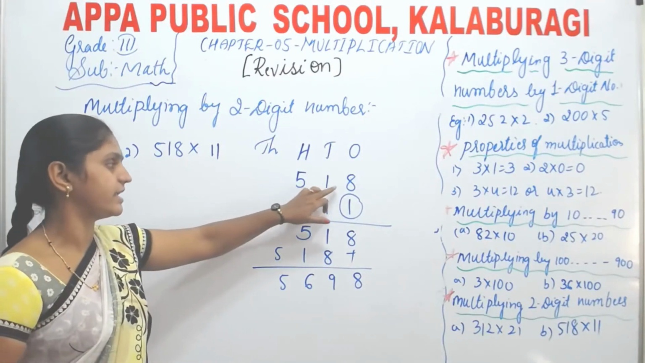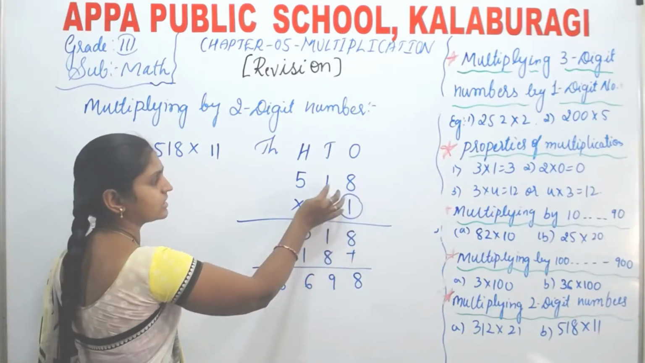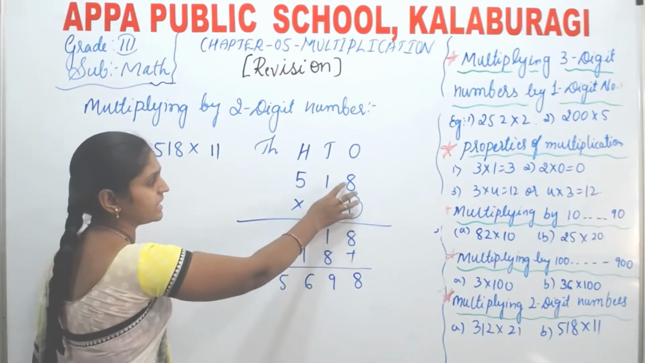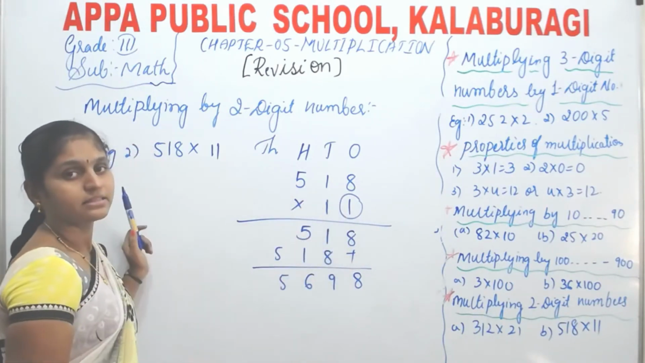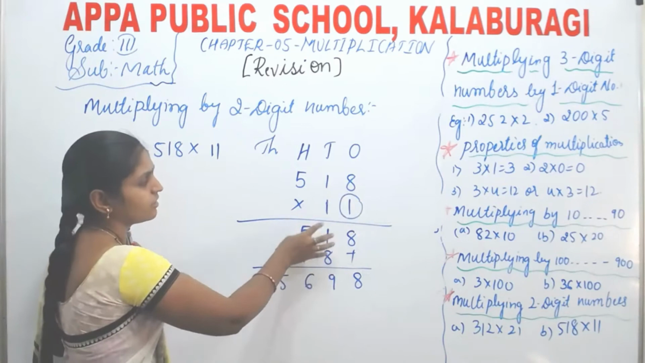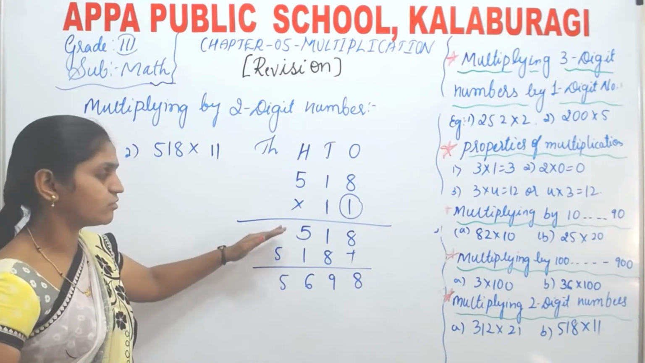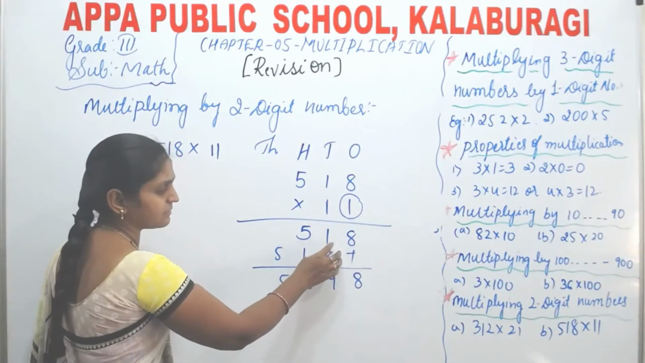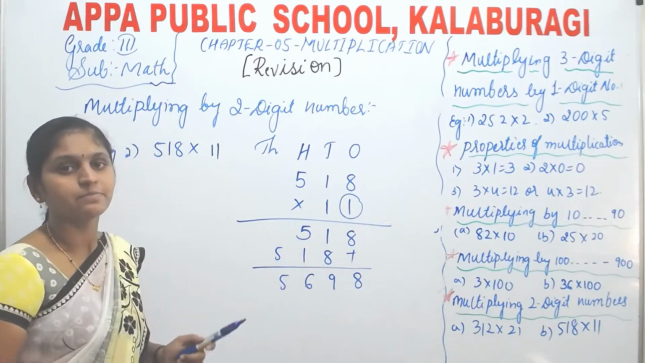So we have multiplied a 3-digit number by a 2-digit number, that is 518 by 11. First multiply the ones place with all the 3 places, that is ones, tens, and hundreds. 1 8 is 8, 1 1 is 1, 1 5 is 5. Next we multiplied with the tens place. So 1 8 is 8, 1 1 is 1, 1 5 is 5. Then we have to add these two numbers. 8 as it is. 8 plus 1 is 9. 5 plus 1 is 6. 5 we have kept as it is.